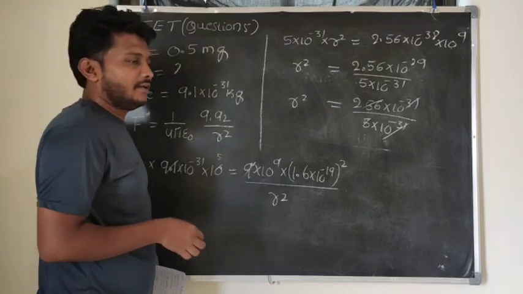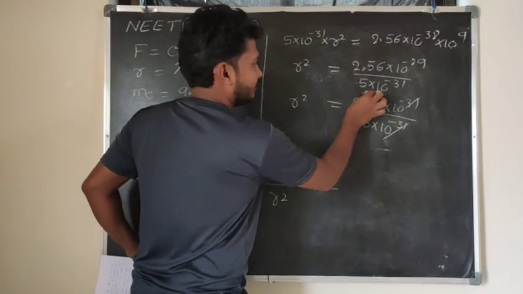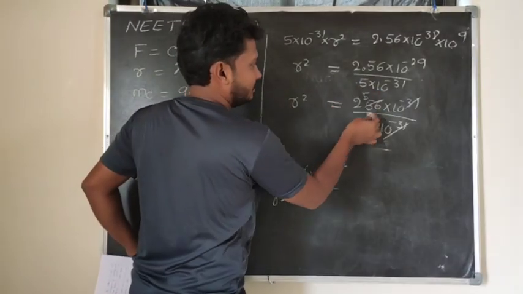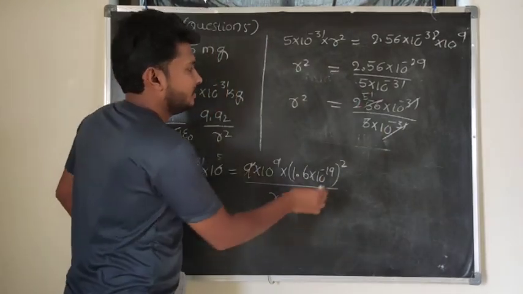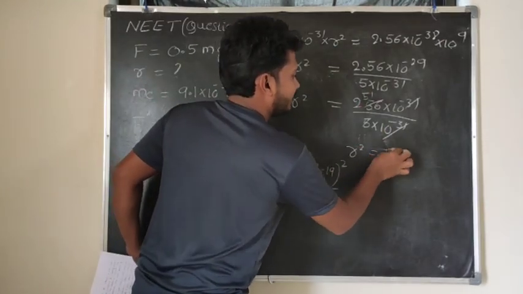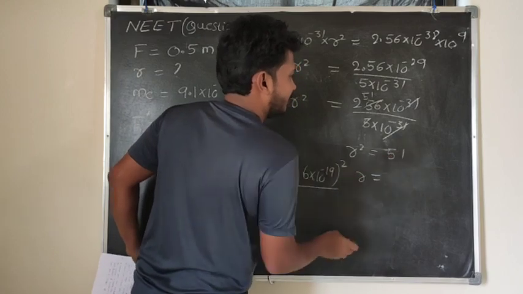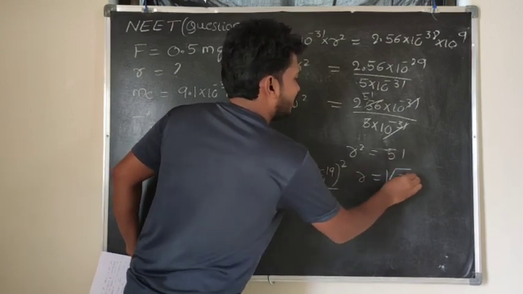256 divided by 5. So 5 ones are 10. So that is 51. So r square value is 51. R is equal to square root of 51.